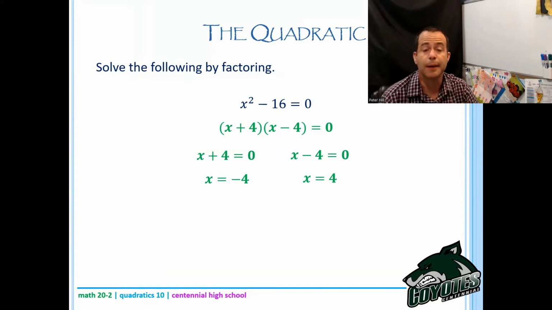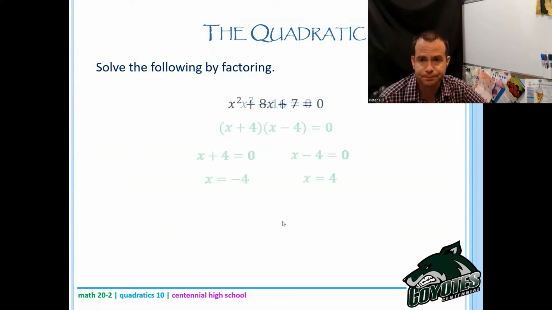Remember what we're doing. Those are the only two values for x that I could plug back into the original equation and actually get a true statement. And because that statement says equals 0, those are the x-intercepts of the graph as well. I'm just trying to connect all the visual and algebraic work that you've been doing.